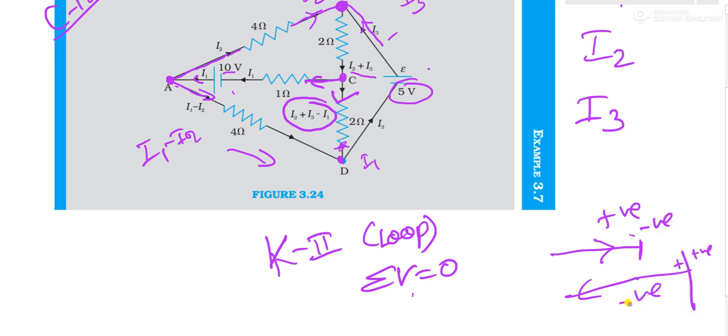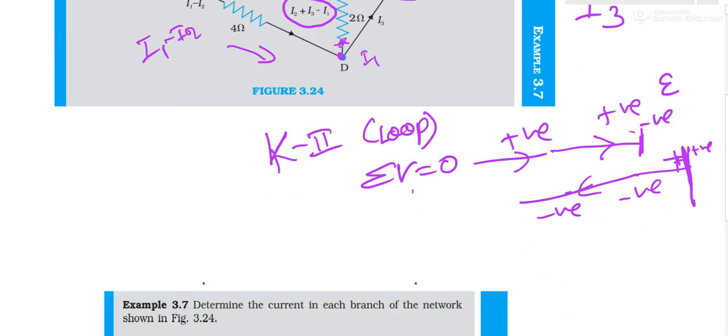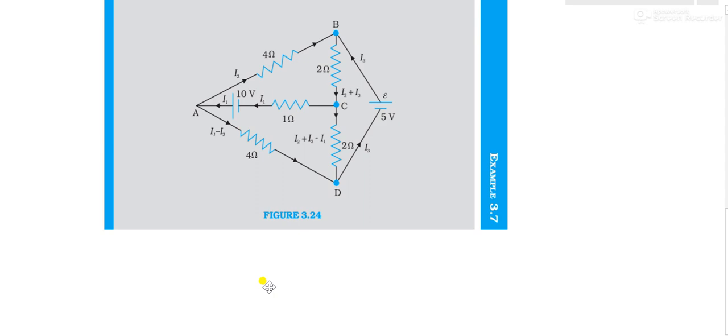I will repeat again: current in the same direction as the loop I will take as positive, and in the opposite direction as negative. In case the EMF is first met as negative, I take negative; if first met as positive, I take positive. That's the thing. When I am doing the loop you can easily understand what I am explaining. Now I am going to start the loop. First I am going to take loop 1 and apply Kirchhoff's second law.